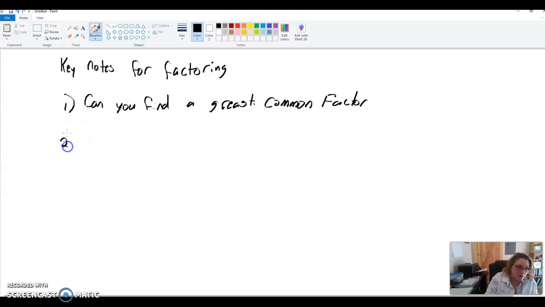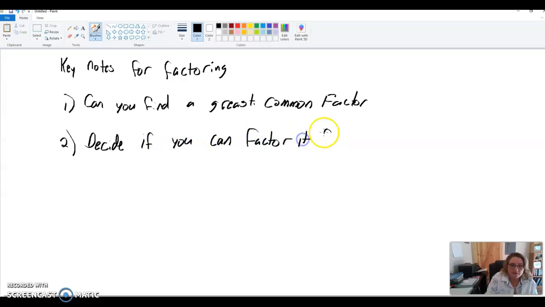The second thing you always want to do is decide if you can factor it further. Okay, so you just want to see, can you factor it further? Like, can you use any of those methods that we've gone over thus far to break it down even further? Because that is the ultimate goal when we're working with these polynomials.